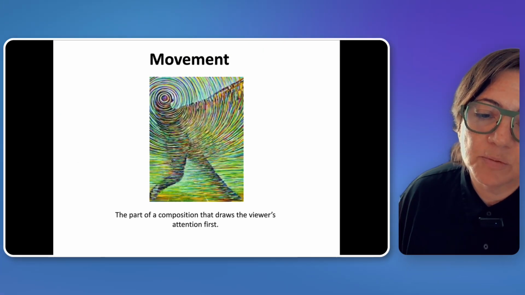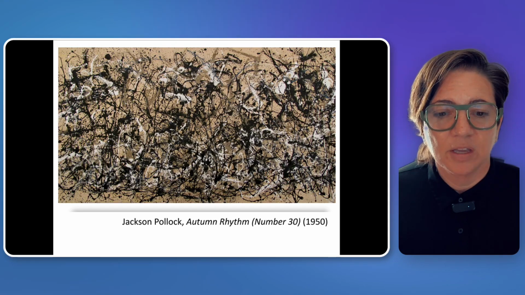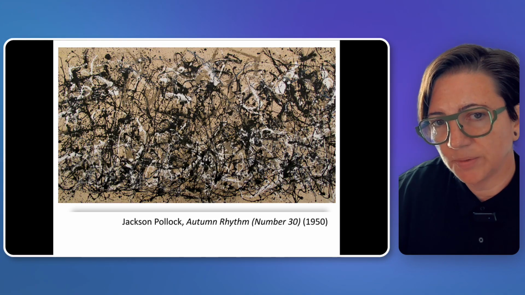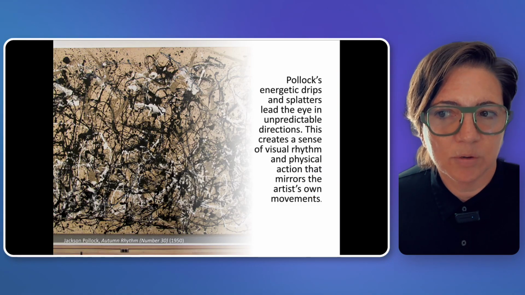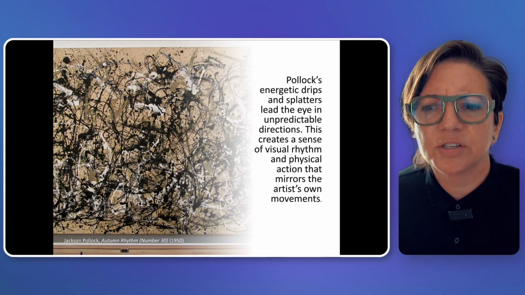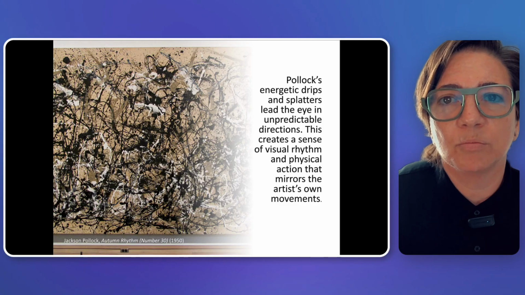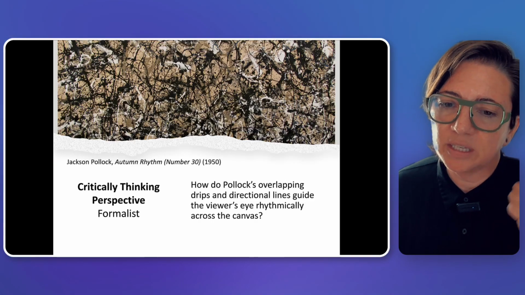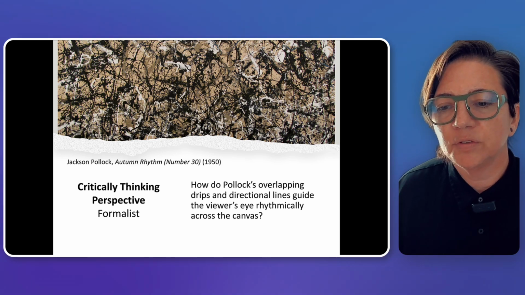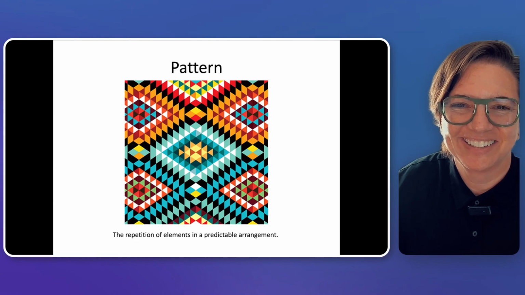Movement. Movement is the part of a composition that draws the viewer's attention first. Here we have Jackson Pollock's Autumn Rhythm, number 30, 1950. Pollock's energetic drips and splatters lead the eye unpredictably in all directions. This creates a sense of visual rhythm and physical action that mirrors the artist's own movement. Critically thinking, how does Pollock's overlapping drips and directional lines guide the viewer's eye rhythmically across the canvas? It's kind of crazy, right?